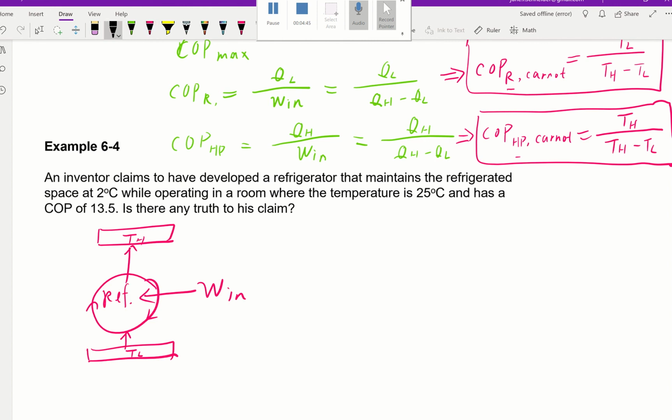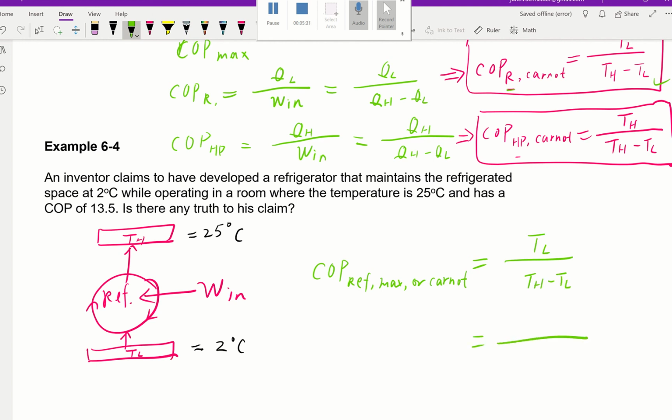Now, let's label those temperatures. Here the hottest temperature, TH, is our kitchen environment, a room that's 25 degrees Celsius. And TL, the refrigerator space, is 2 degrees Celsius. Now let's calculate the highest possible COP for this refrigerator, the maximum, or we can call it Carnot. That's going to be this equation for the refrigerator: TL over TH minus TL.